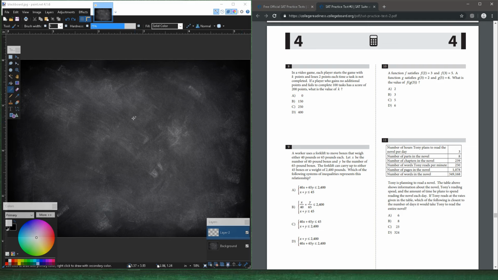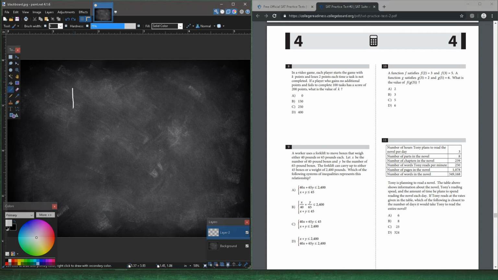Question 8. In the video game, each player starts the game with K points and loses 2 points each time a task is not completed. If a player gains no additional points and fails to complete 100 tasks and has a score of 200 points, what is the value of K?